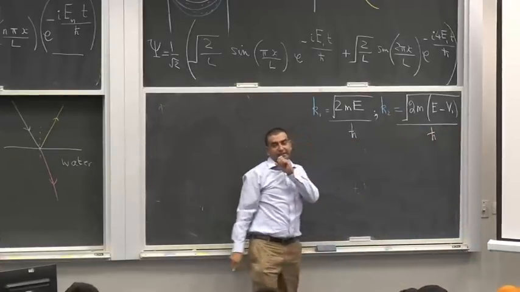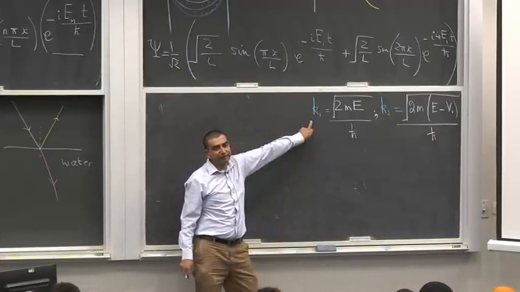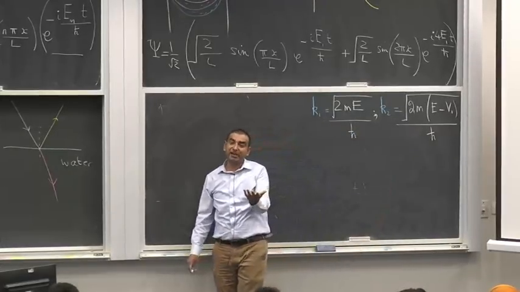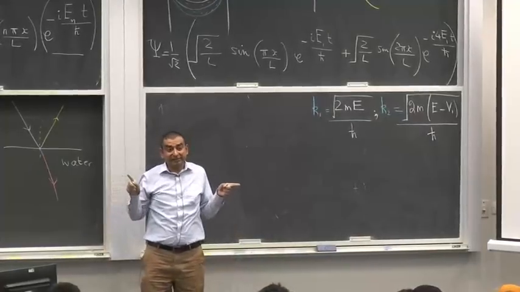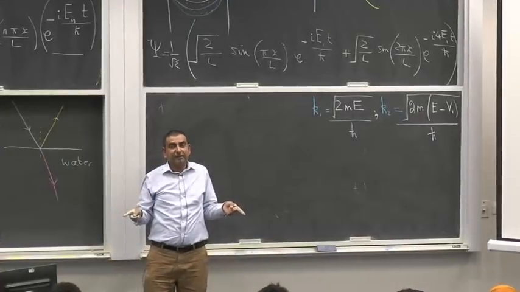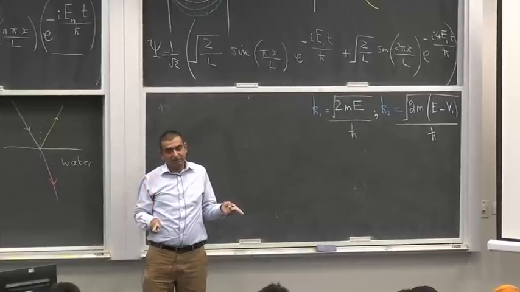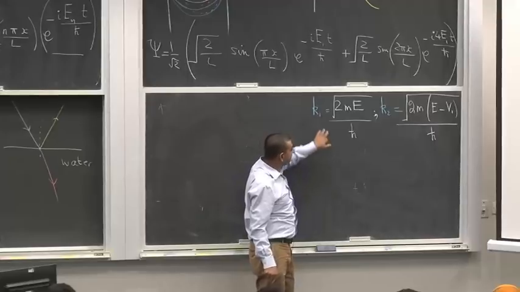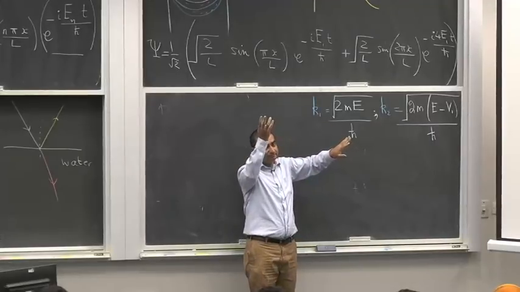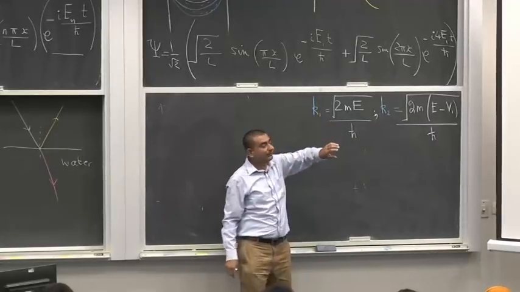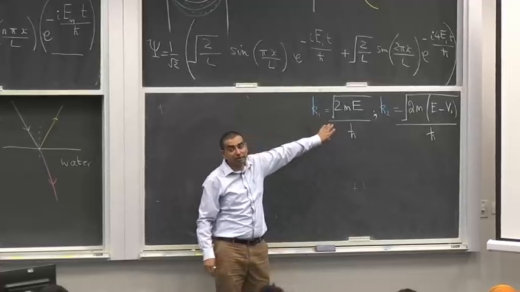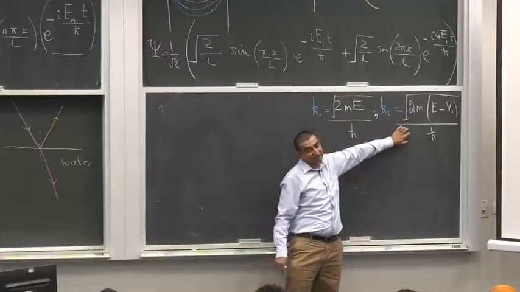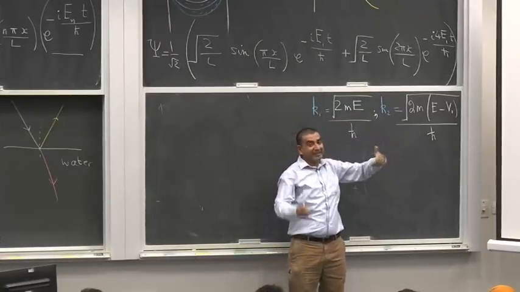Alright, so for your convenience, I've written down the value of K1 and the value of K2. Which one is larger? K1 is larger. Which wavelength is larger? If K1 is large, then this wavelength is shorter, because K is 2 pi over lambda. This wavelength is longer because K is smaller.